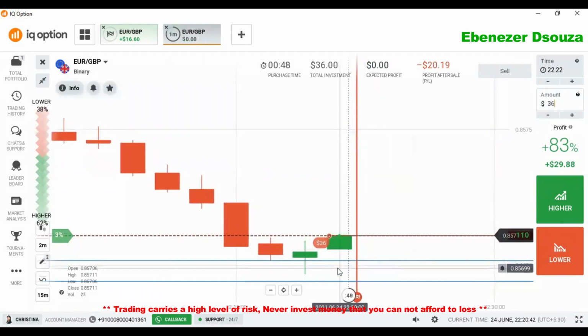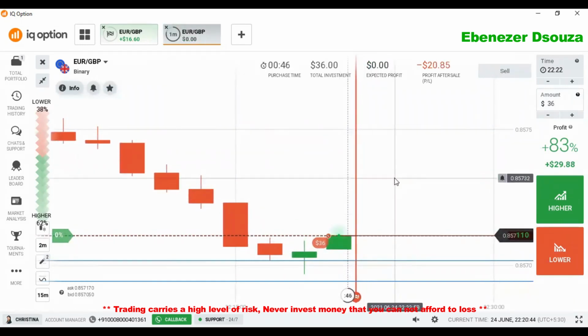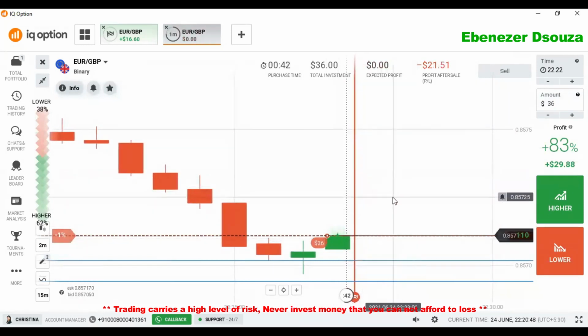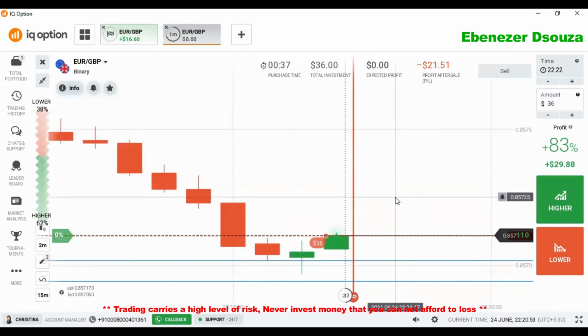So after making a sellers candle, the buyers will try to enter again. In this type of situation sellers will try to enter, and my entry point is also very good. I may win this trade easily.